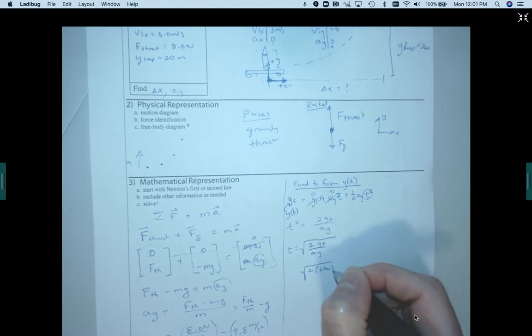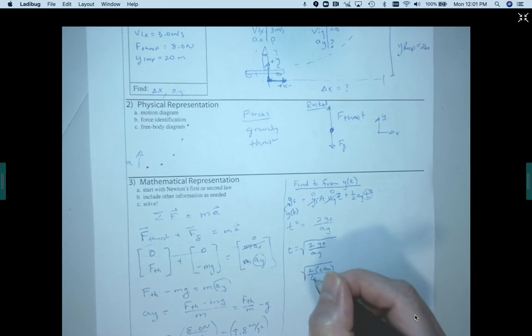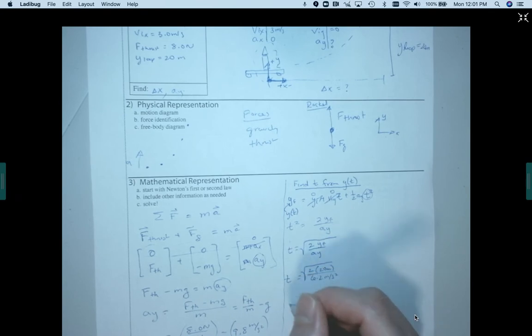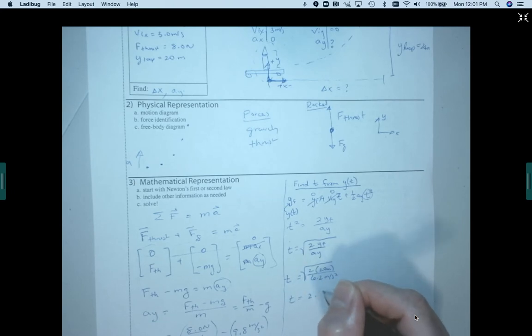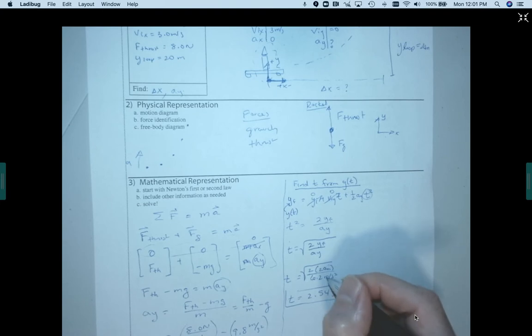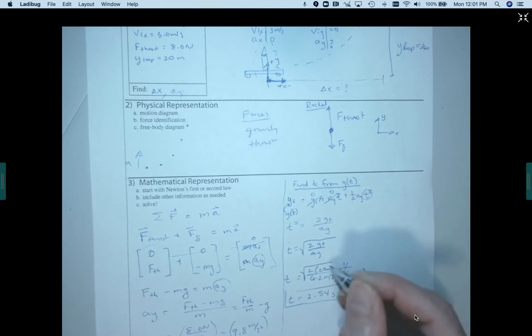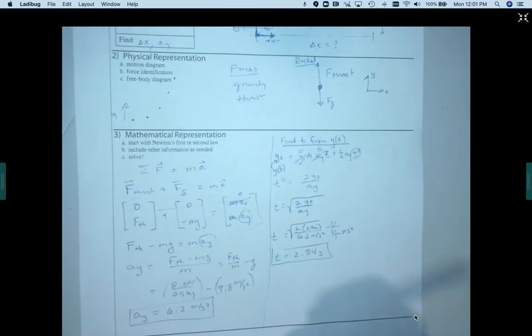If you plug in those values, our y final is 20 meters, and our ay we just found, 6.2 meters per second squared. And I get that t is 2.54 seconds. And our units, meters cancels out with meters. We have 1 over second squared, and 1 over that gives us second squared. Then we take the square root and we get seconds.